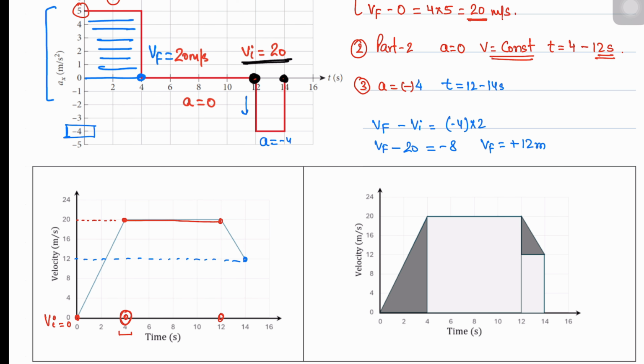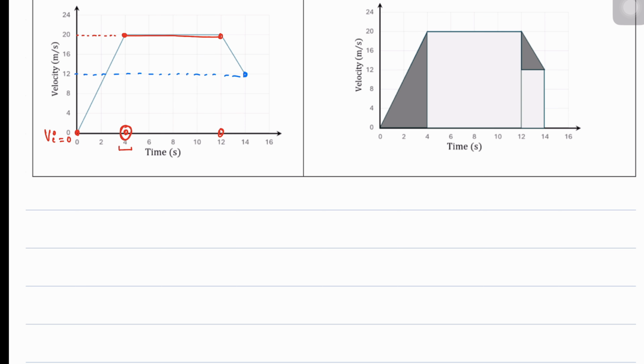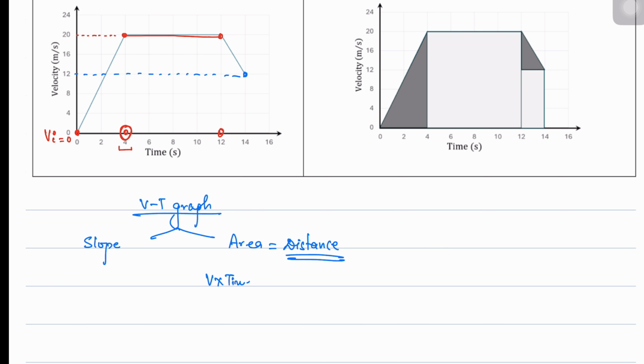So which type of graph do we observe? Now you understand, you are getting a velocity time graph. And I told you in a velocity time graph, you can solve both the things, slope and area. And for this, area is equal to distance, because velocity times time equals distance or displacement. Fine. Okay, so just solve this. x minus x naught is equal to the area under the VT graph.